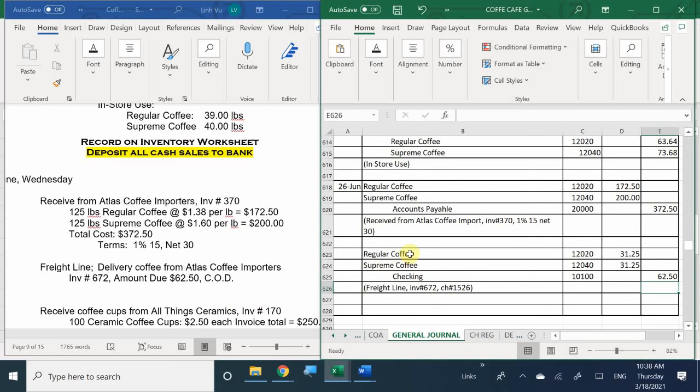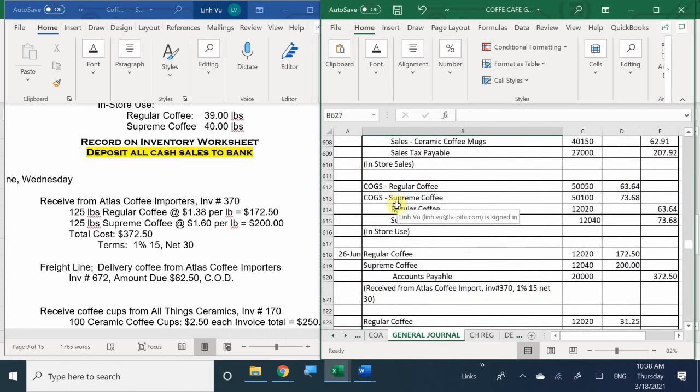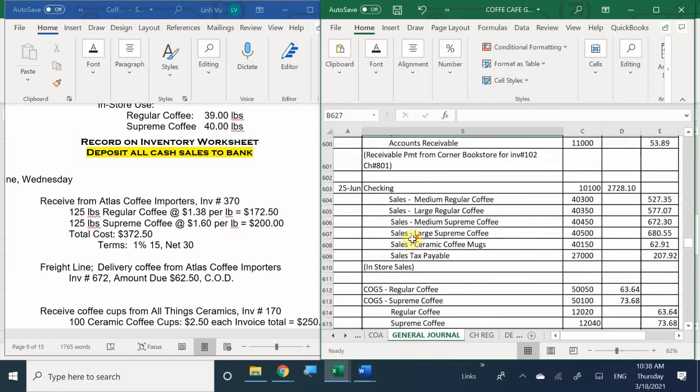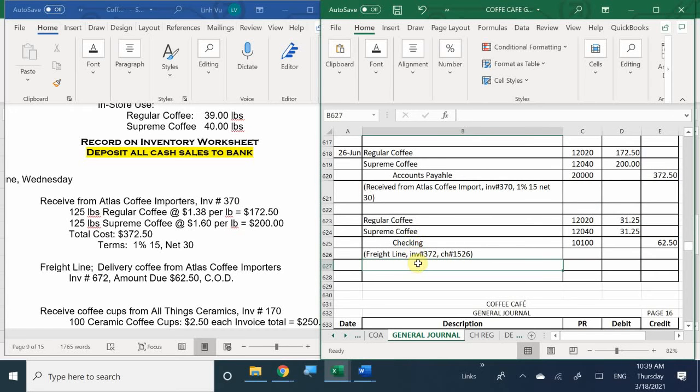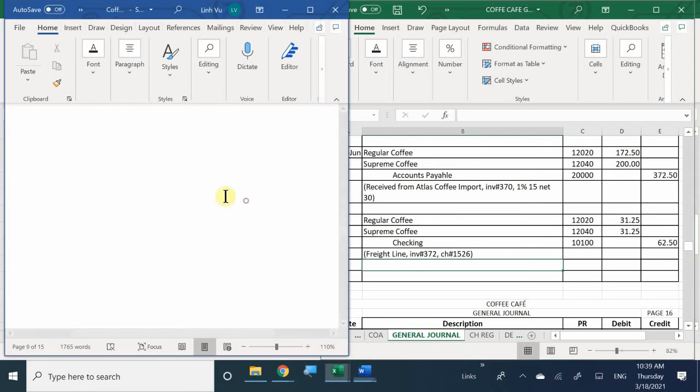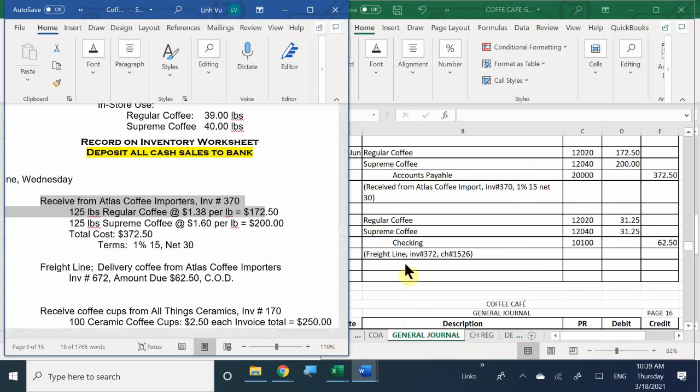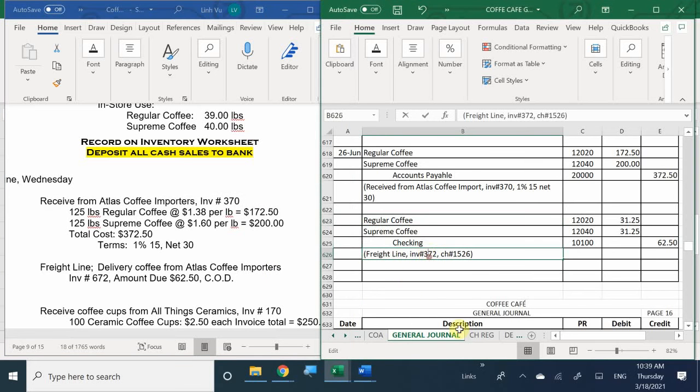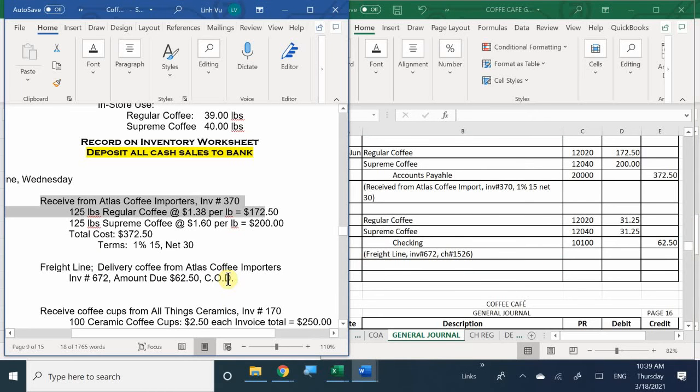Can you just correct the Freight Line invoice? 370 is not 670. Oh, okay. 372. Okay. I'll fix that one up here then. 370. 370, not 372? Freight Line is 672. 370's for Atlas. Yeah, Atlas. Sorry. No worries. 672. Okay. So there we are. COD. So what's next?